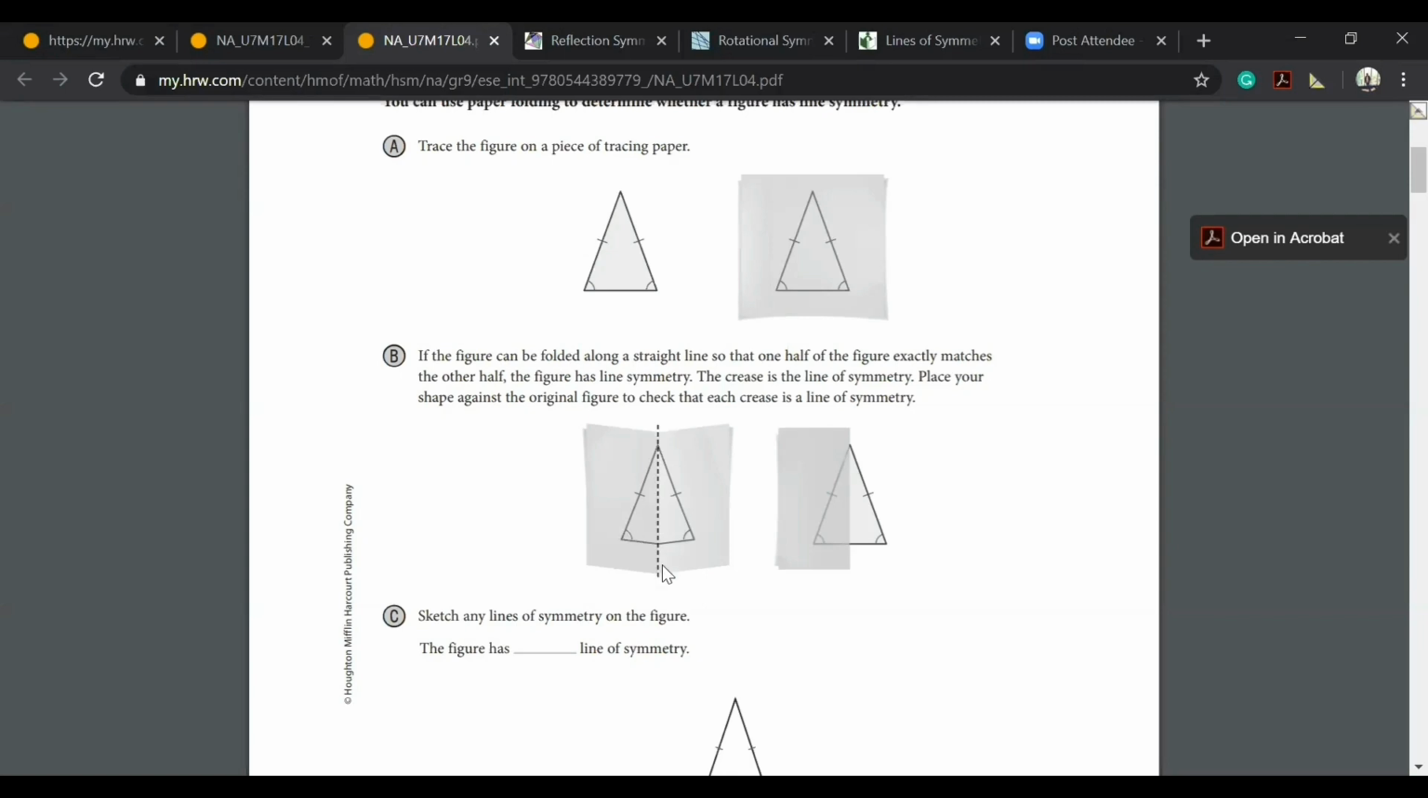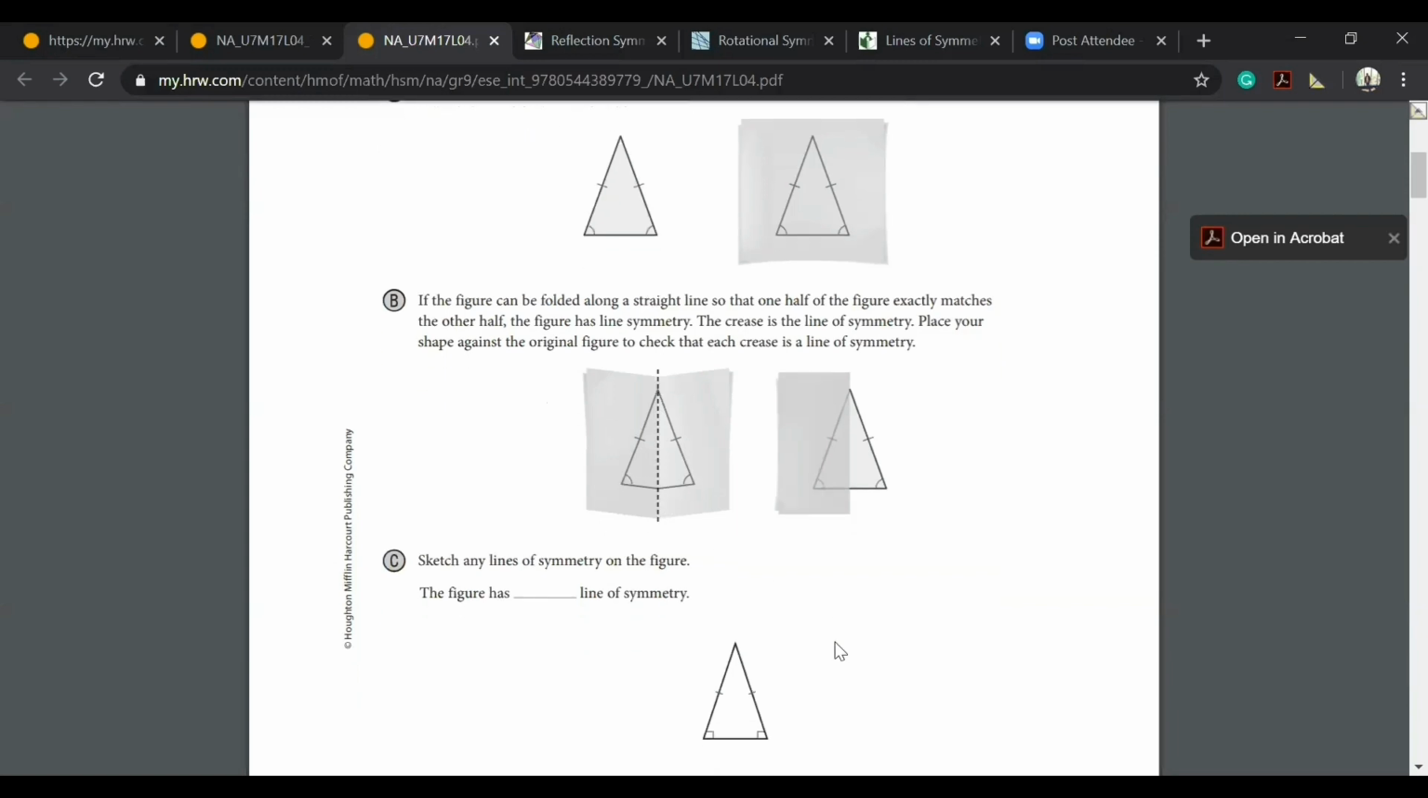Yes, it has. Why? Because there is a line such that if I reflect my triangle across it, it will give me the same shape. This is the line. If I reflect my figure across this line, it will give me the same shape because it's dividing my triangle into exactly two equal halves.